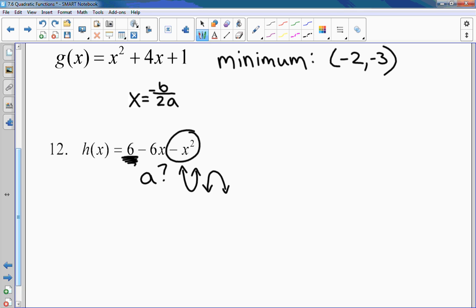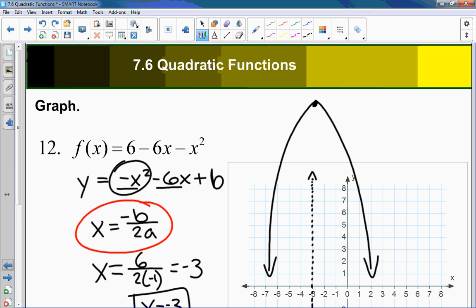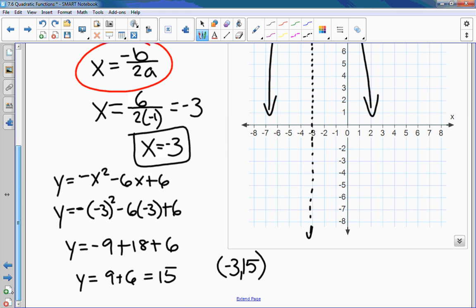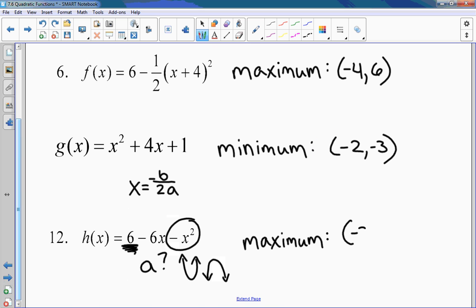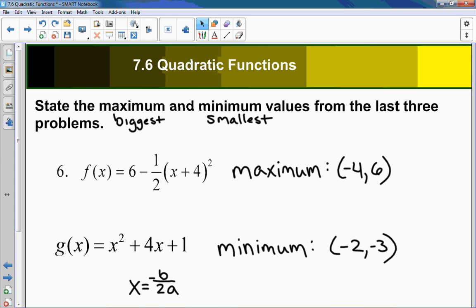Since a is negative, it's going to open down, so therefore it's going to have a maximum value. And just to refresh our memories, that maximum value was (negative 3, 15), which also served as the parabola's vertex. So far we've talked about how to graph something when it's not in that cookie cutter equation that we talked about in 7.5. And we're also going to learn about maximum and minimum problems.